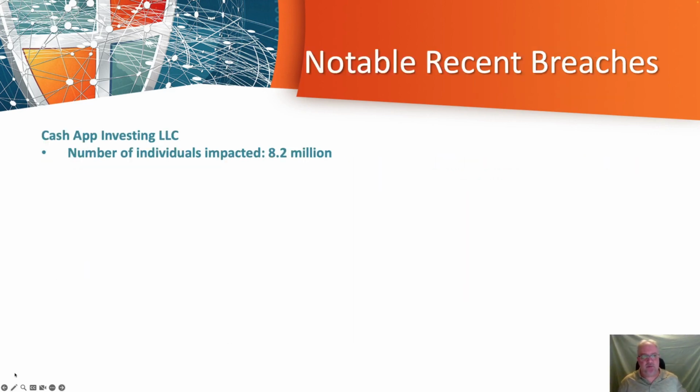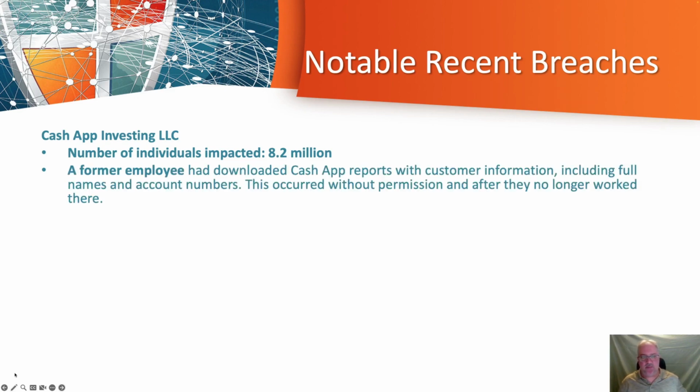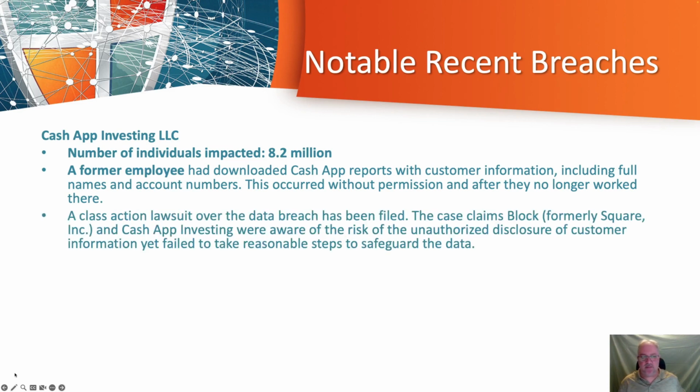Some notable recent breaches: Cash App. The number of individuals impacted was 8.2 million. In this case, a former employee had downloaded the Cash App reports with customer information, including names and account numbers. This occurred without permission after they no longer worked there, right? So they forgot to go back and remove the user's access, and this was in public cloud, which is why they were able to get to it. Had it been on a private network, unless they had VPN, right, they wouldn't be able to get to it. So it's really important to make sure your processes are there to remove account access.